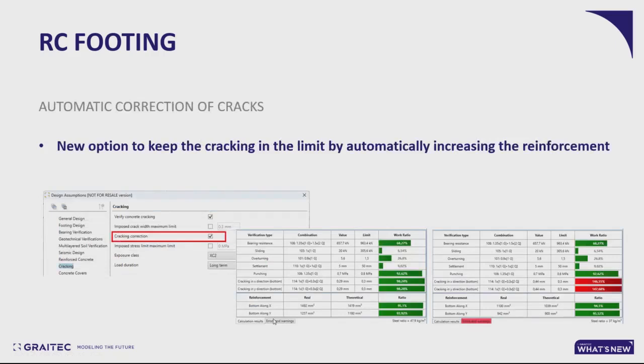Also, a new option here: automatic correction of cracks. It's basically an automatic way of limiting the crack openings in the design. This is a special new option, and when it's activated, in case the crack is bigger than the limit, additional reinforcement will be added to decrease the crack width. You can see the option here that you can use, and advanced design modules will automatically add those rebars for you.